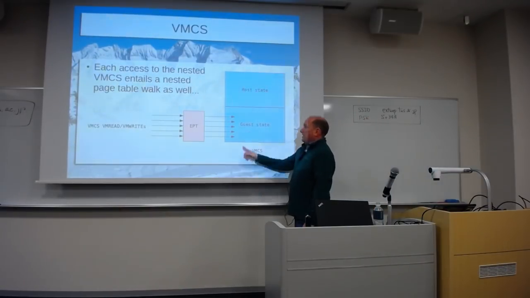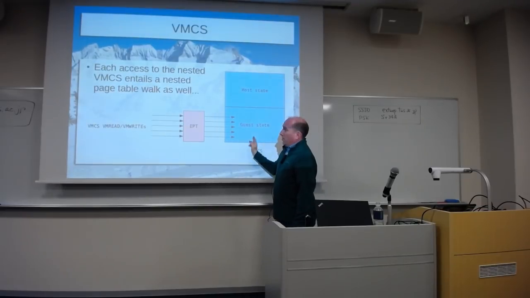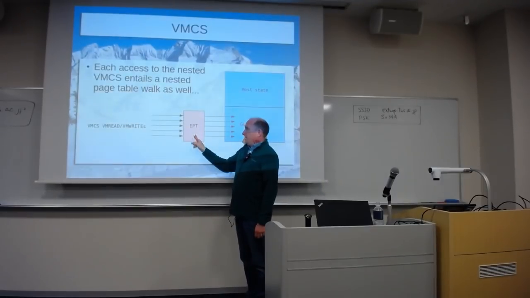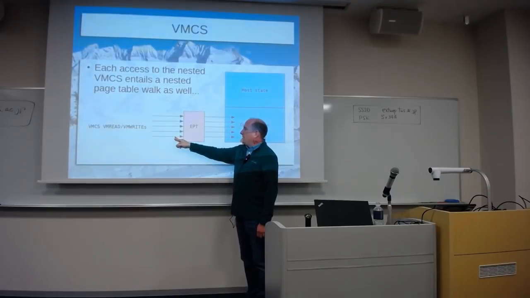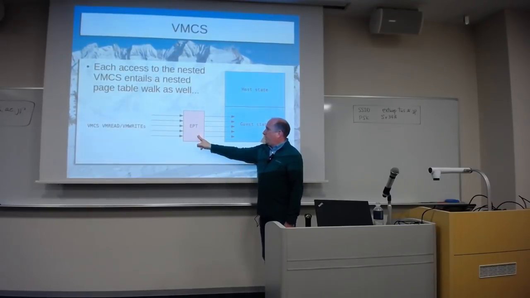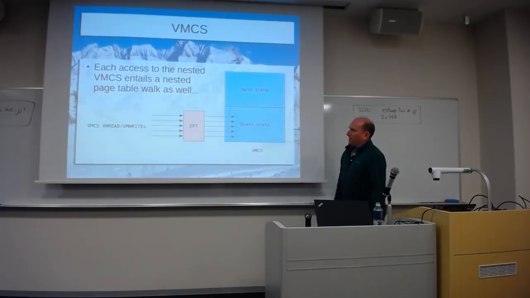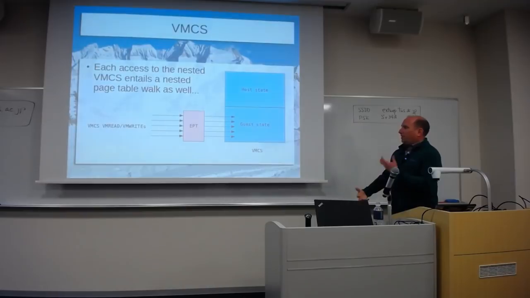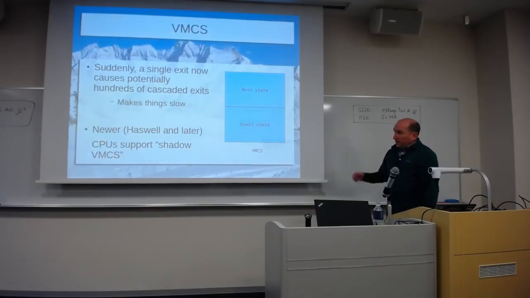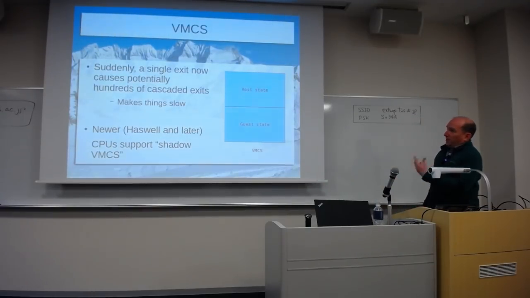Also keep in mind that accessing the data in the data structure will almost always involve a trip through the nested paging facility. So all of my VM reads and VM writes go through a table lookup, which then do a nested write or a nested read. And basically what you have is this multiplicative effect of all of these exits that occur. Now an exit is a very heavyweight operation in the hypervisor. It takes a lot of time to process them. So suddenly now a single exit potentially causes hundreds of cascaded exits, and it makes things really slow.